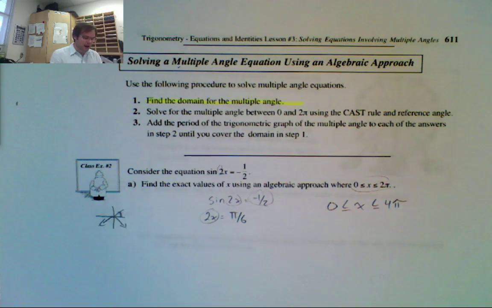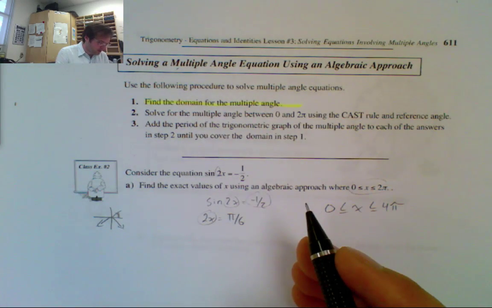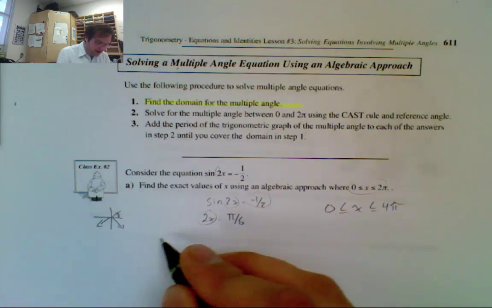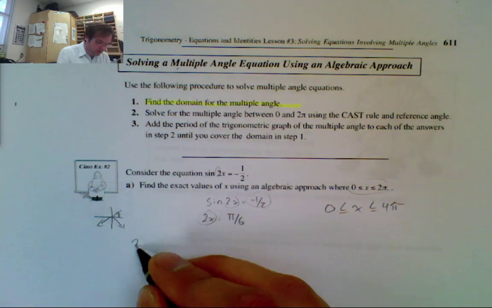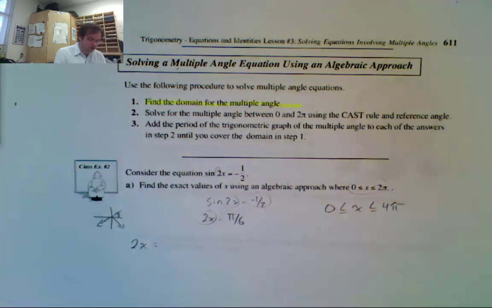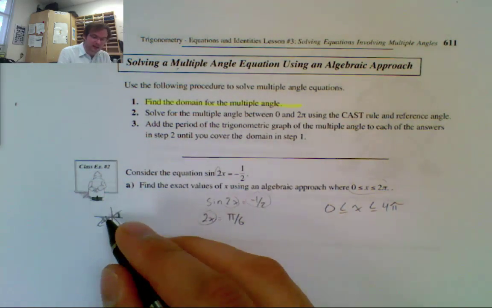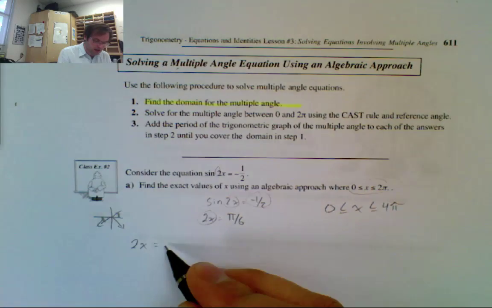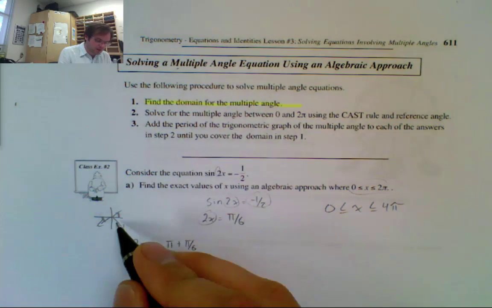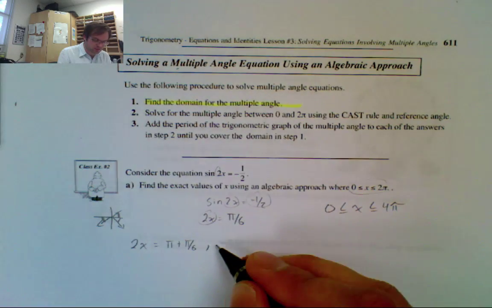Okay? Now, I look at this more. I have my angle, so we also know that we have to figure out all the other angles. So we know that 2x is equal to, well, I'm going to have 180, pi, plus pi over 6 to get this one. So that's going to be pi plus pi over 6. And then I'm going to have here 2 pi minus pi over 6.